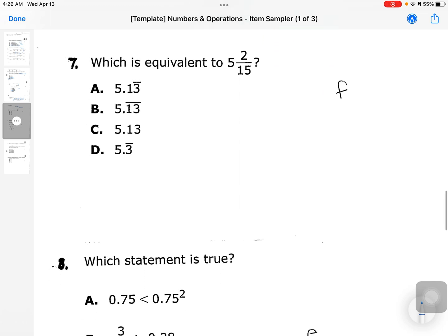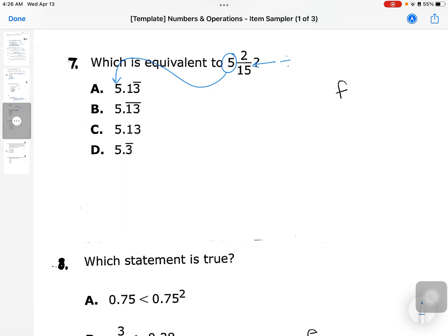Number 7 says, which is equivalent to 5 2/15? Remember that the fraction bar means to divide. So to convert that to a decimal, you don't even have to worry about this 5. Just bring the 5 along on the decimal. But now I want you to take 2/15 and turn it into a decimal. And when you do that, do you get A, B, C, or D?